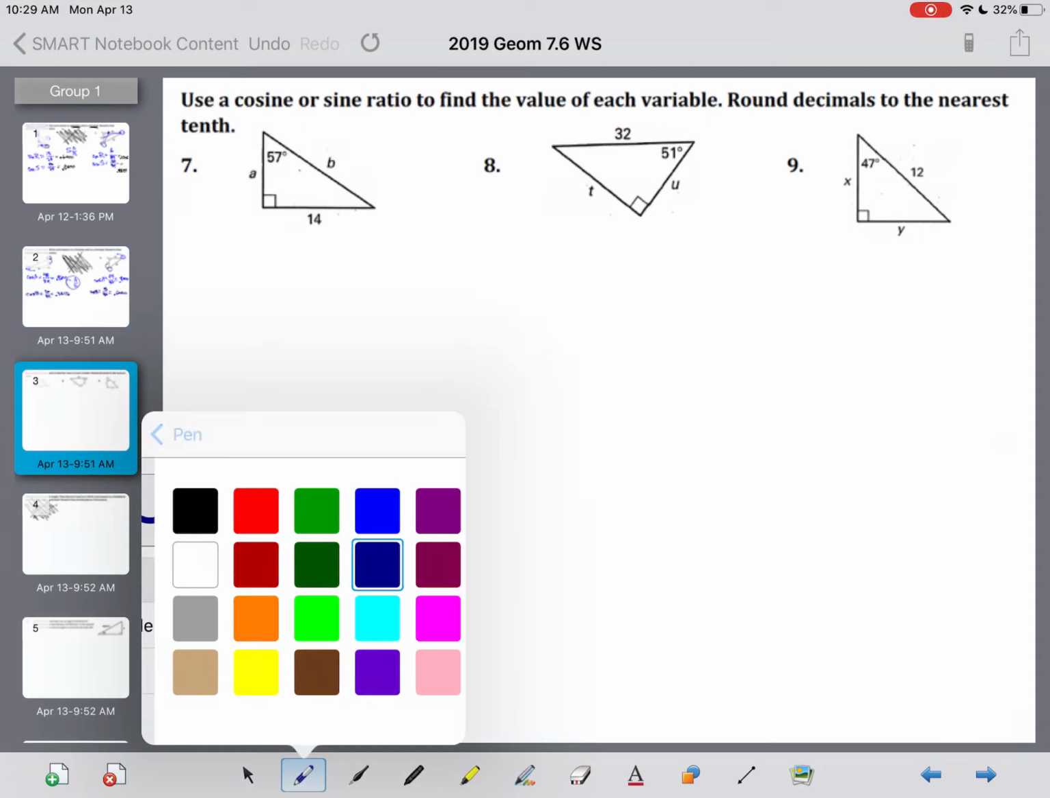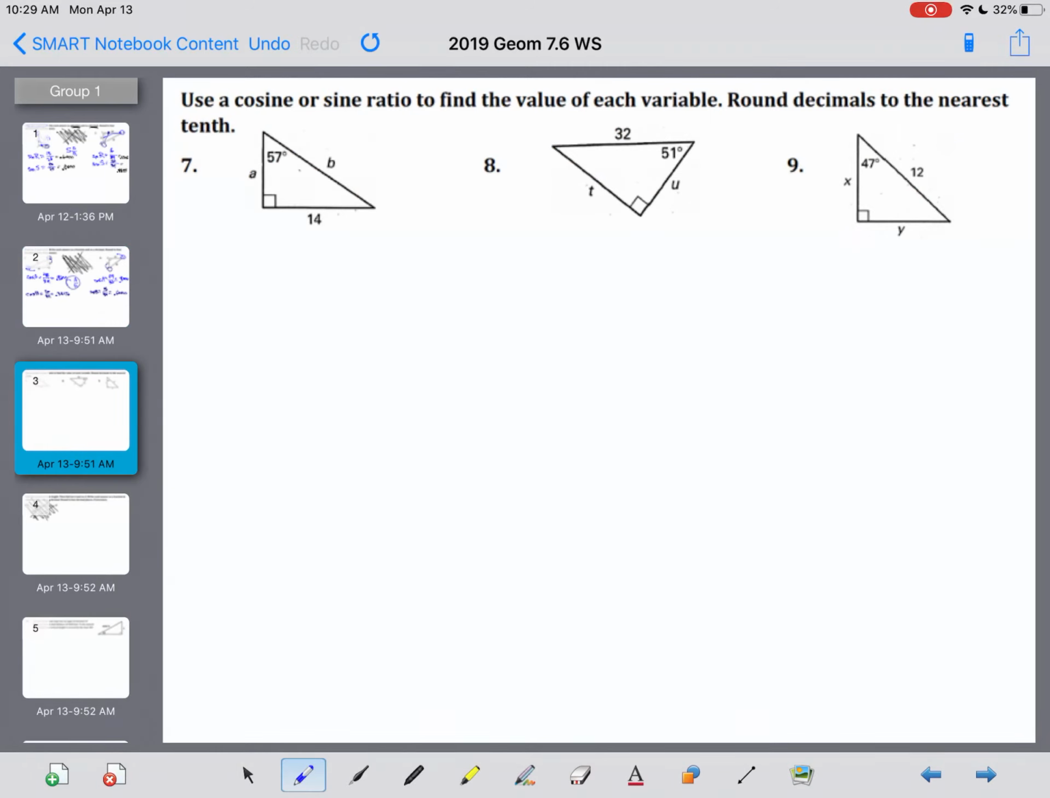These are the problems for which you will see a lot of here. So use cosine or sine to find the value of each variable, round decimals to the nearest tenth. So I'm going to write my SOHCAHTOA. That will help me with choosing which function applies. Now we just can't use any old function. We have to use a particular one for the situation.